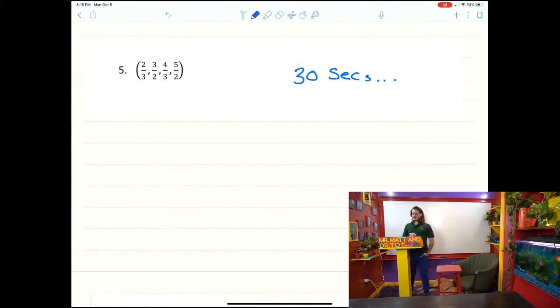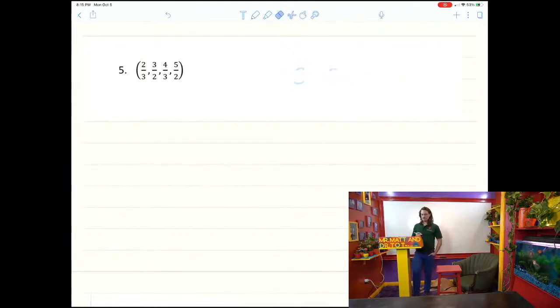Okay, so looking at all of these fractions, we have positive 2/3, positive 3/2, positive 4/3, positive 5/2. Now, we have two pairs that have common denominators, but they don't all have the same denominator. Notice that the common multiple of 3 and 2 is 6. So I'm going to convert all of these to a common denominator.